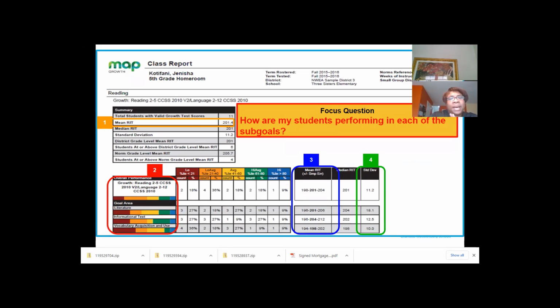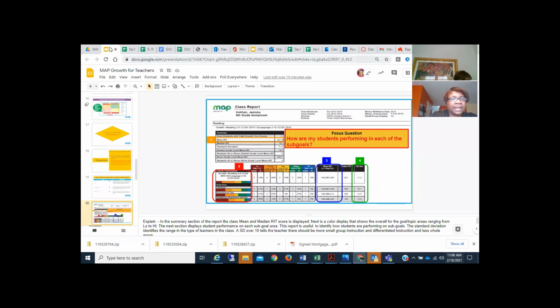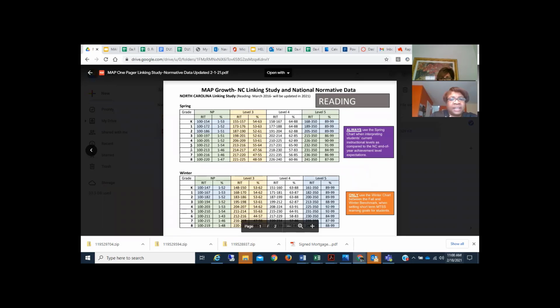So when I pull up my class report, I see the right subject and I see this area. The one thing I want to look at is the mean RIT. This is a 5th grade class. So 5th grade, 201. If this was my class, I'm going to go to the Lincoln Study 5th grade, and I'm going to go across to 201 up. 201, at this time of year in reading, is non-proficient.